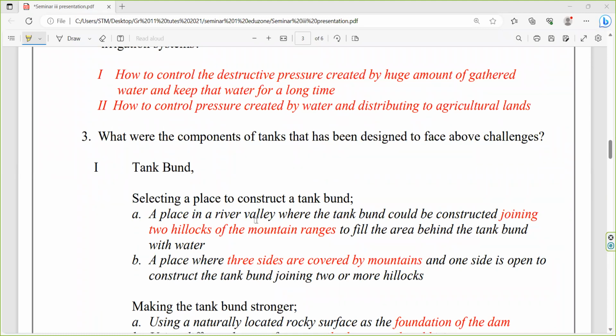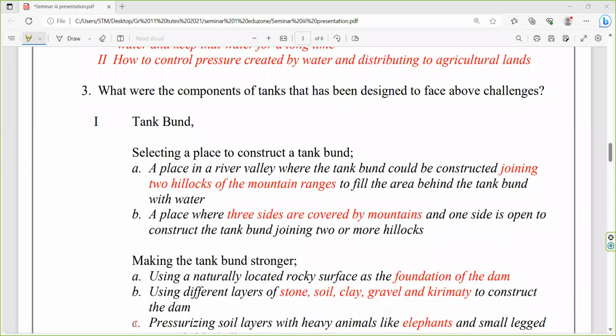To prevent the tank from sinking, just on the floor, you can't construct this. Why? It's a very heavy structure. It's a very huge structure. So because of the heaviness and the hugeness, it may sink and sometimes be destroyed, sometimes cracked. When you use this rocky surface as the foundation, you can write those things even in yours. Using different layers of stone, soil, clay, gravel, and kirimetti to construct the dam.